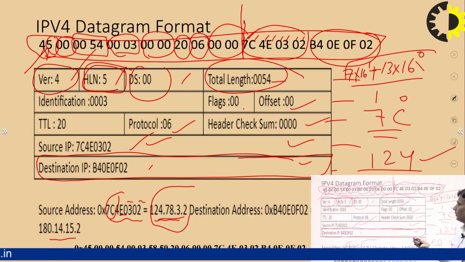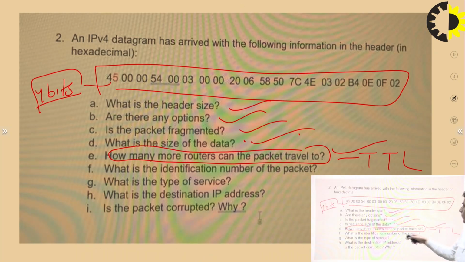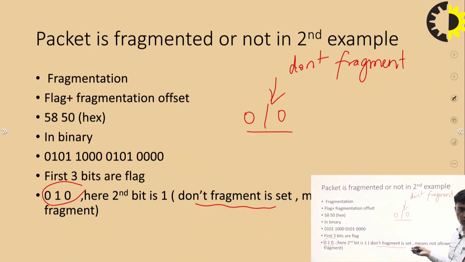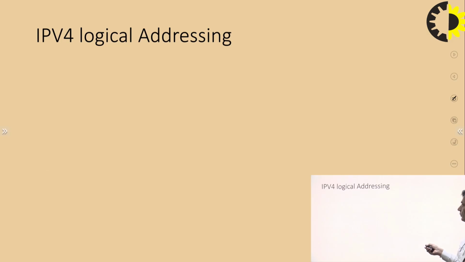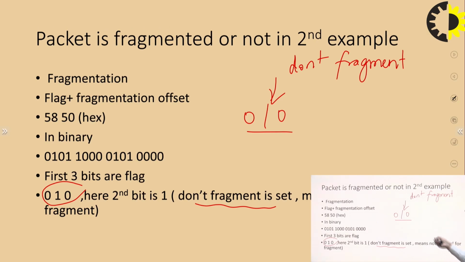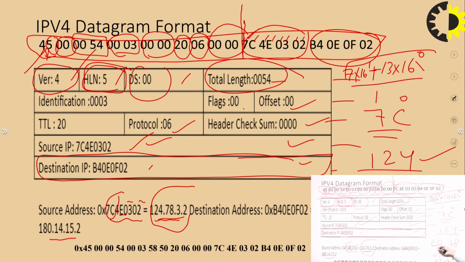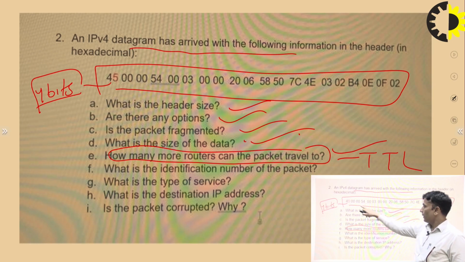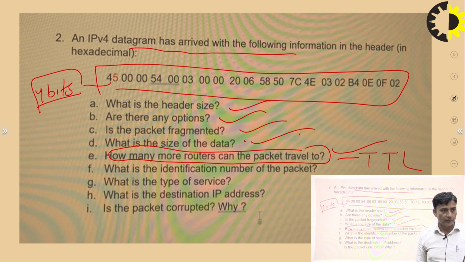There is a question now: is the packet fragmented? No, the packet is not fragmented, because fragmentation is not allowed in this particular header format. So by using these calculations we can easily solve this kind of question on the basis of this IPv4 datagram. These streams are given and you are asked a number of questions here.